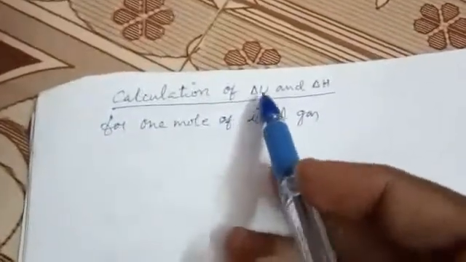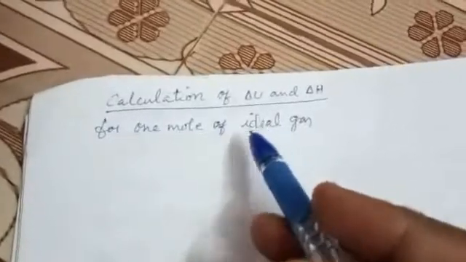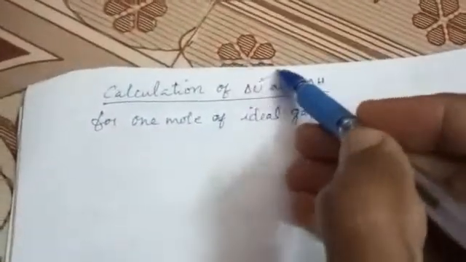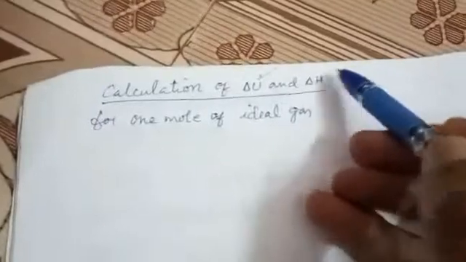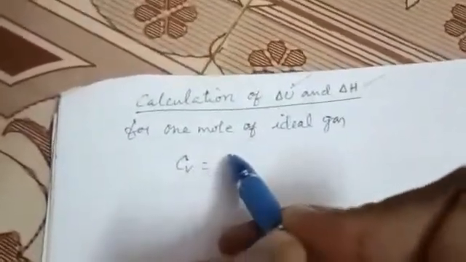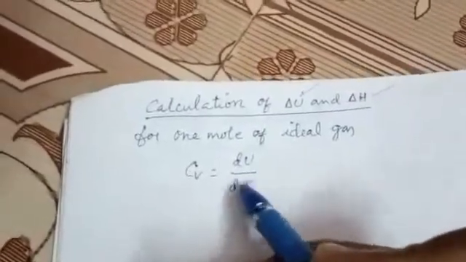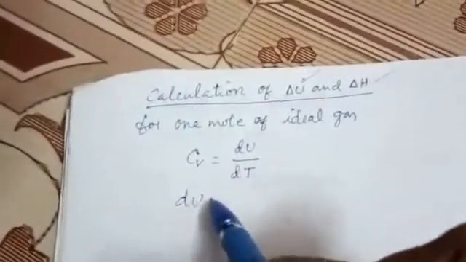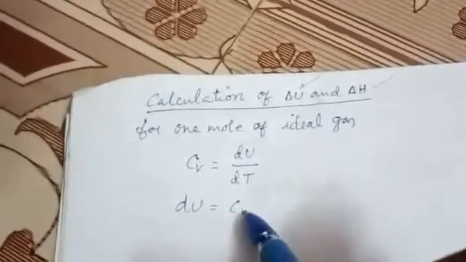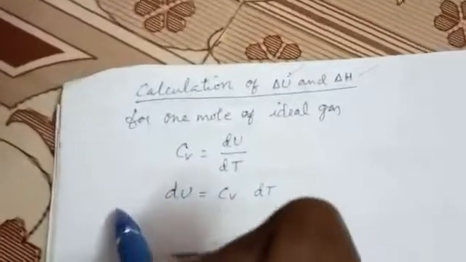Calculation of delta U and delta H for 1 mole of ideal gases. First find delta U, after that similarly find delta H. So Cv equal to dU divided by dT. dU equal to Cv into dT.